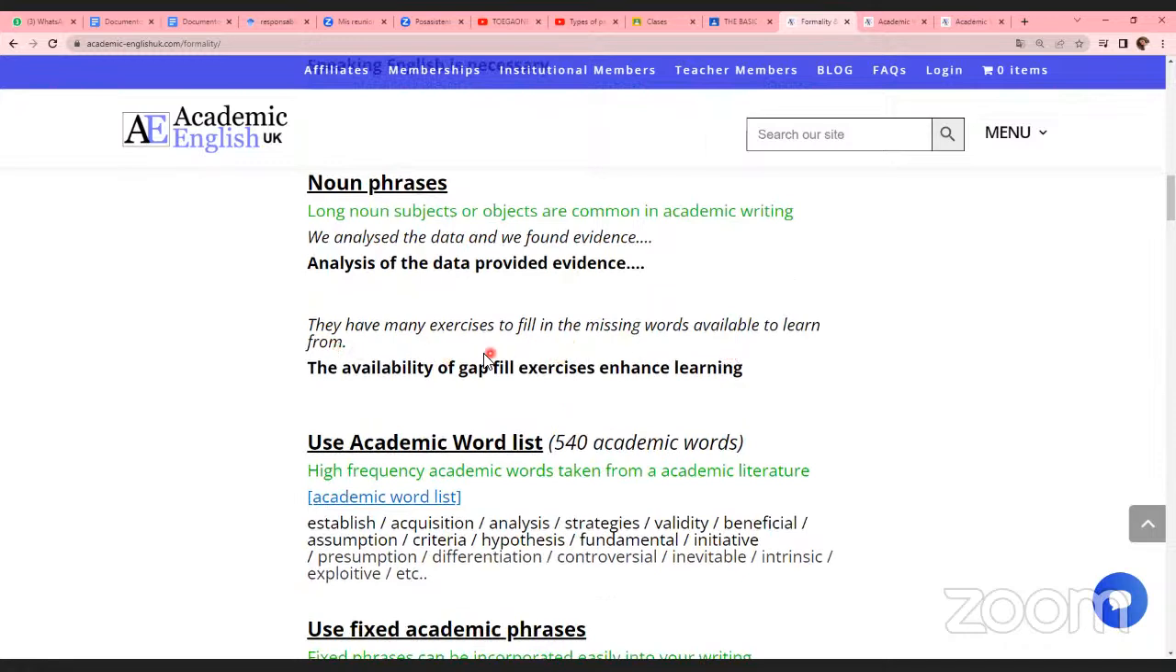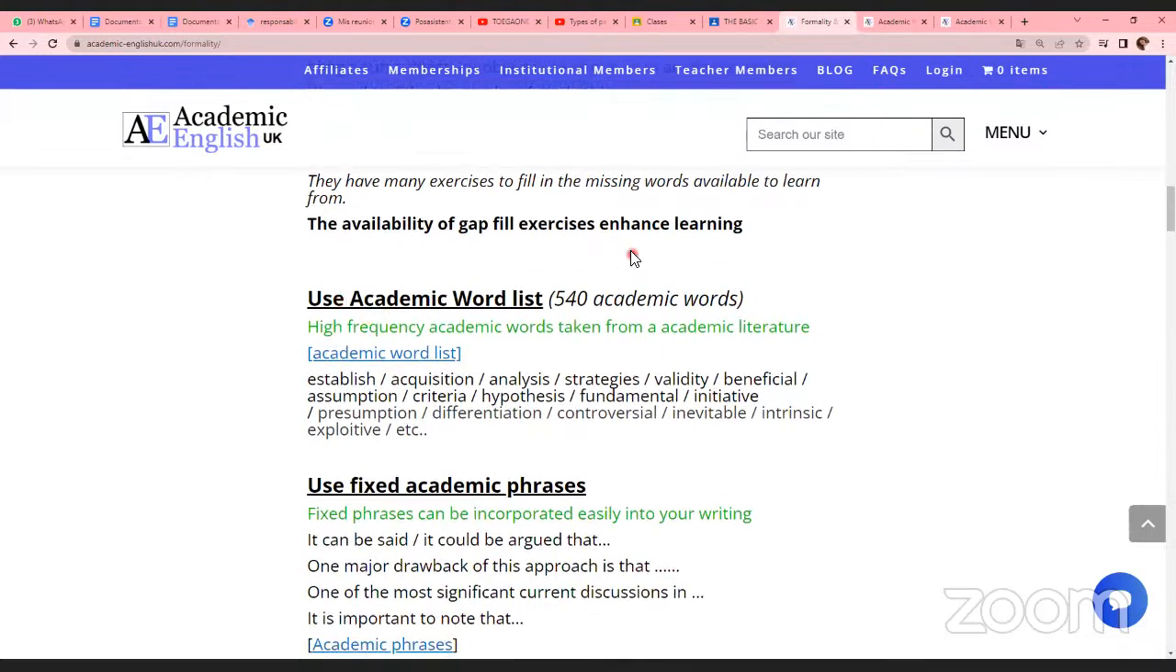They have many exercises to fill in the missing words available to learn from, okay? So instead of saying they have many exercises, I could say this is the word, right, available. It's not a verb, okay, but I'm gonna use the complete part of the word. The availability of gap exercises for learning, okay? We have to do it as formal as possible.